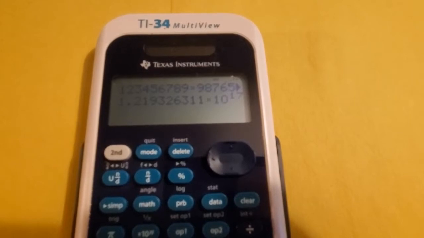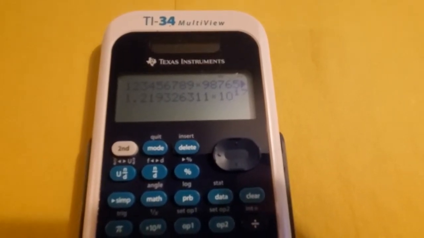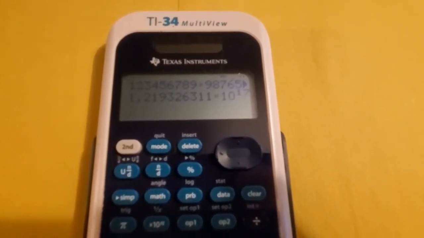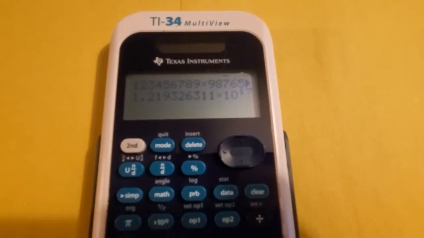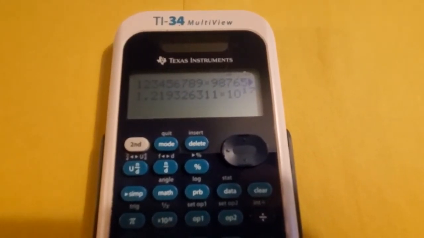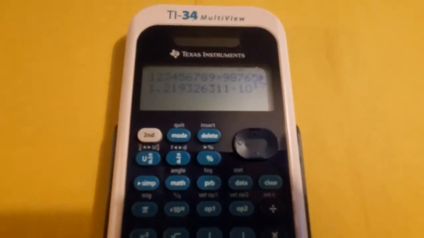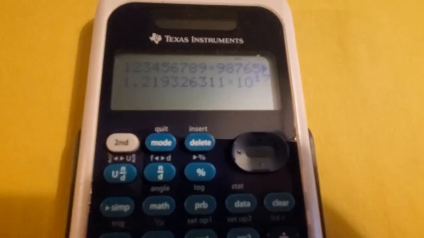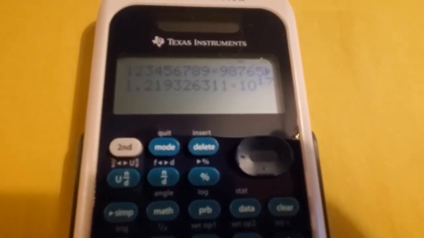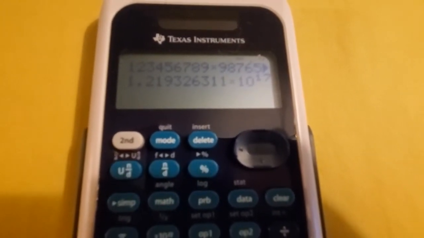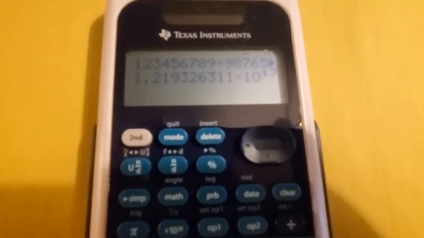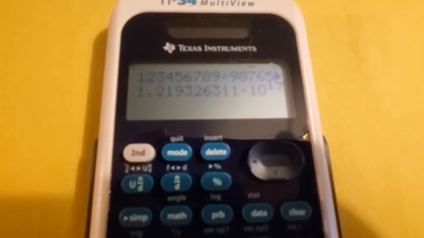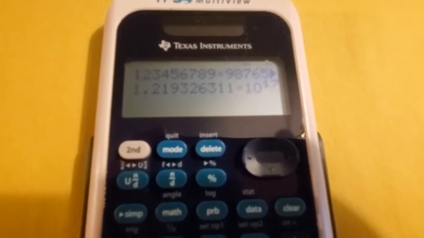This is a TI-34. This is another Texas Instruments calculator, and I've typed in the same thing, 1, 2, 3, 4, 5, 6, 7, 8, 9 times 9, 8, 7, 6, 5, 4, 3, 2, 1, and then I hit enter. On this calculator, the enter button there on the bottom right is what you'll use for your equals button. And we can see it's given us our answer, 1.219326311 times 10 to the 17th. So this one looks pretty straightforward with its scientific notation. It has that times 10 to the 17, just like we would write out on paper.